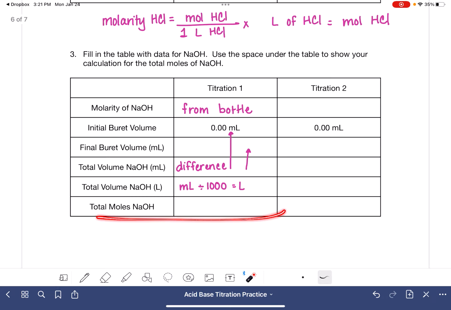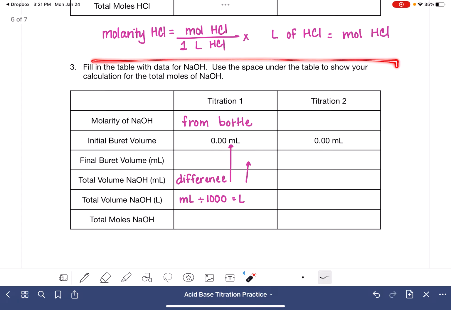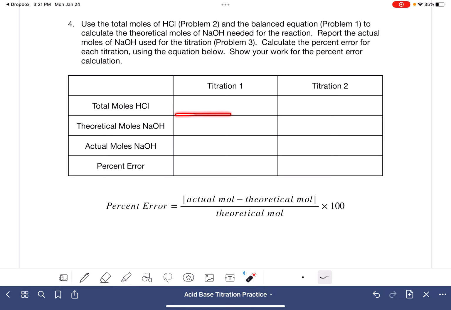And then you'll do a mole calculation again. Same method as what you use up here. You're going to take the molarity of your NaOH and multiply it by the volume in liters. So the molarity of NaOH multiplied by the volume in liters, that goes in that box right there. Now you are going to do some calculations on the accuracy of your titration technique. So you're going to start by reporting the total moles of NaOH.